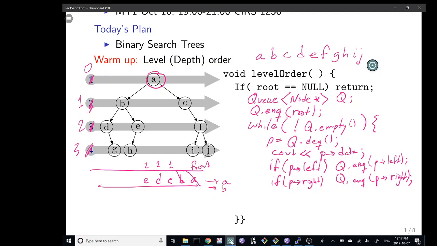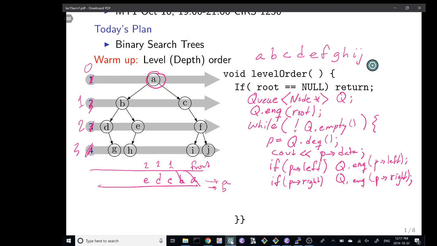Anybody have any questions about this? I would expect that this type of problem would be one out of 7 or 6 problems on a 2-hour midterm exam, something like that. Just want to give you my idea of timing. Any questions about level order traversal?